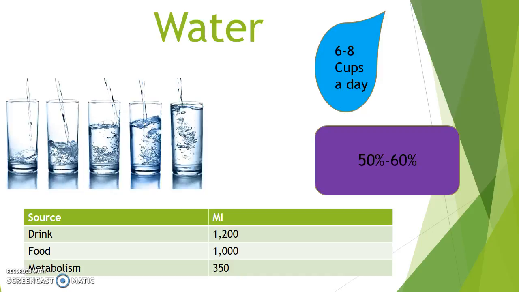We get water from our drink, which is about 1200 ml a day. We get it from our food, which is about 1000 ml a day, and we even get it from our metabolism, so it's 350 ml a day. This is because our metabolism is a byproduct of the aerobic energy system.